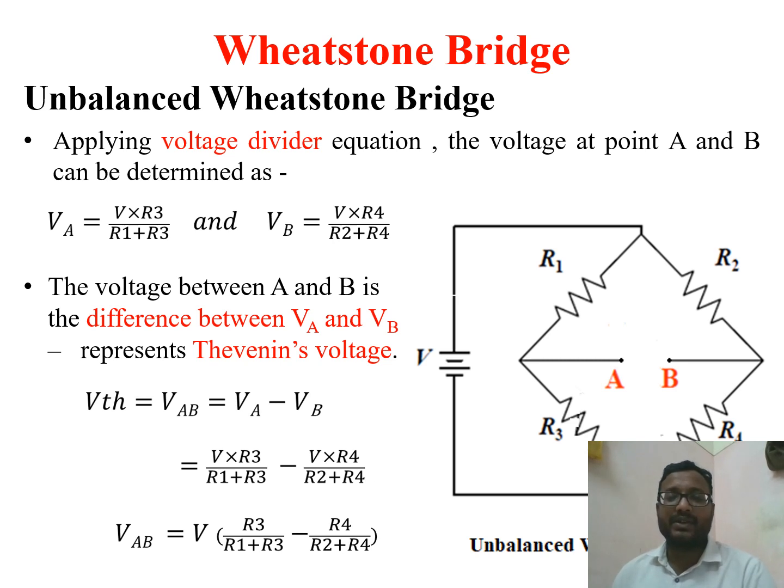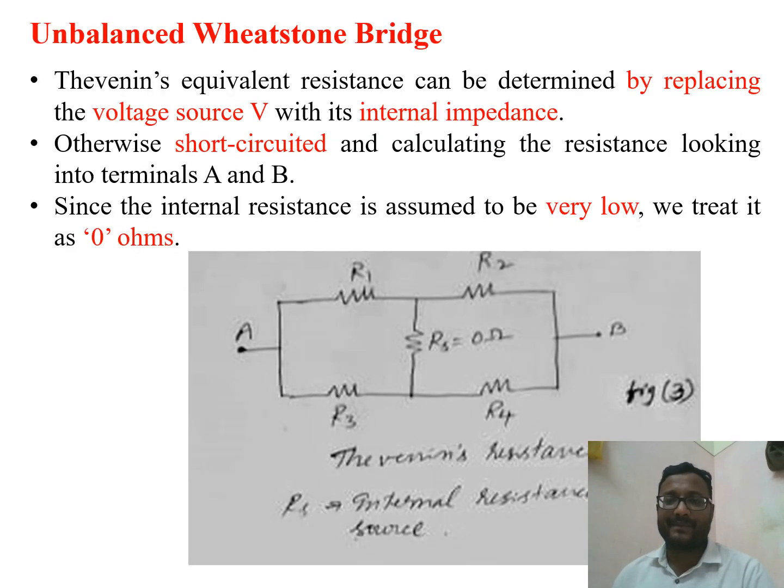What is the voltage divider rule? Wherever we are calculating the voltage, that particular resistance divided by total resistance times the voltage. Now we have to calculate the voltage at terminal A. The A terminal voltage is the total voltage times R3 divided by the two resistances connected in series. Similarly at the B terminal, R4 divided by R2 plus R4 times the same voltage. From that we take the difference between A and B. So VA minus VB is the Thevenin voltage. After substituting we can get the values.